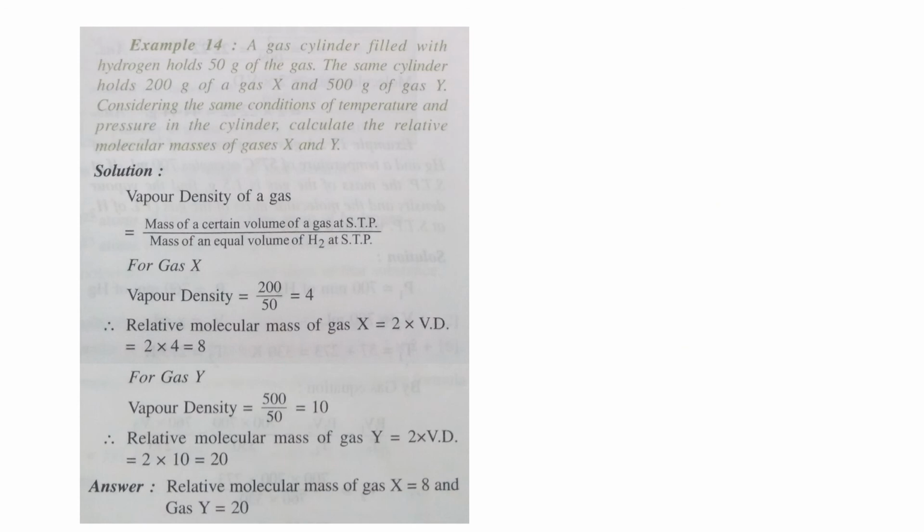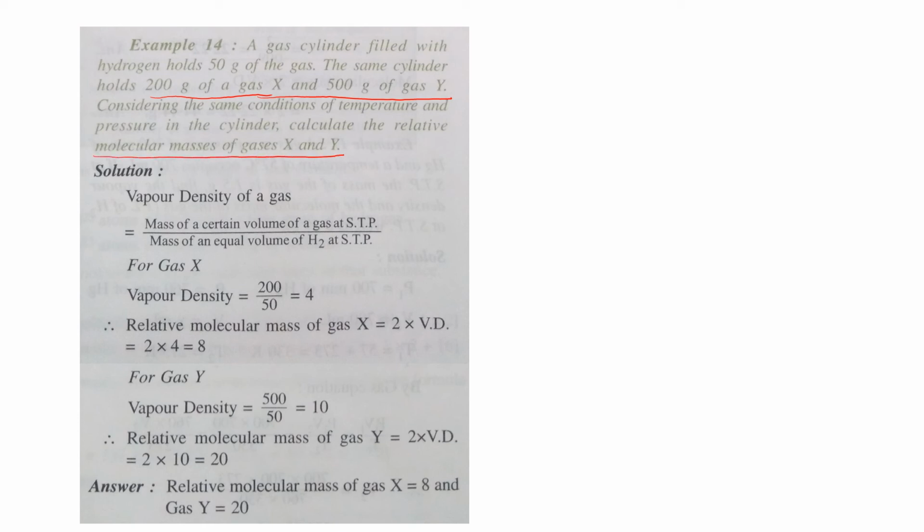A gas cylinder filled with hydrogen holds 50 gram of the gas. The same cylinder holds 200 gram of gas X and 500 gram of gas Y. Consider the same condition of temperature and pressure in the cylinder. Calculate the relative molecular mass of gas X and Y.